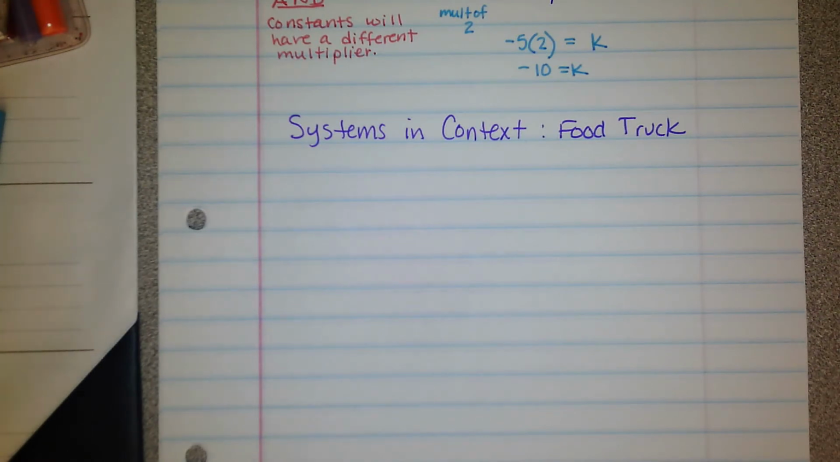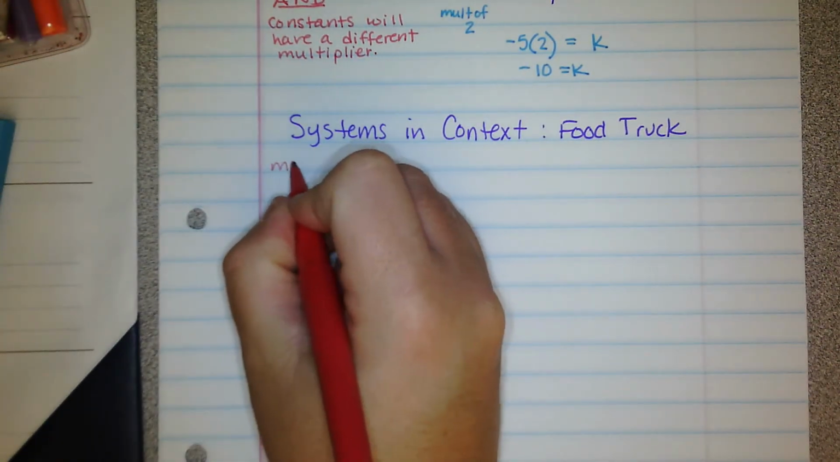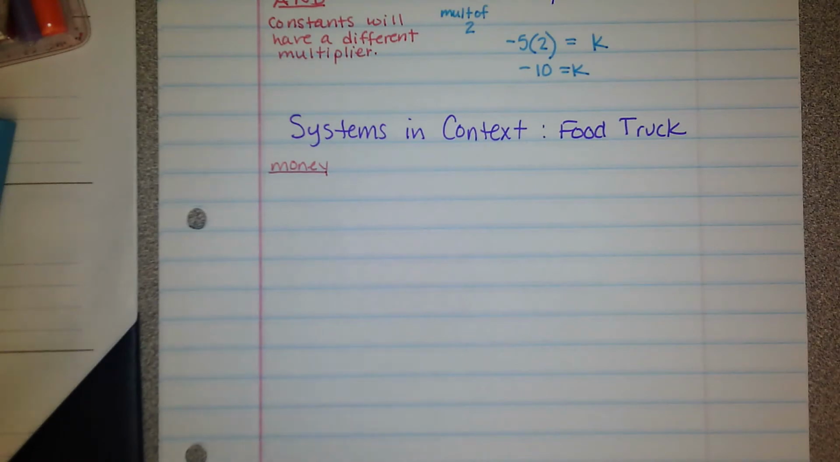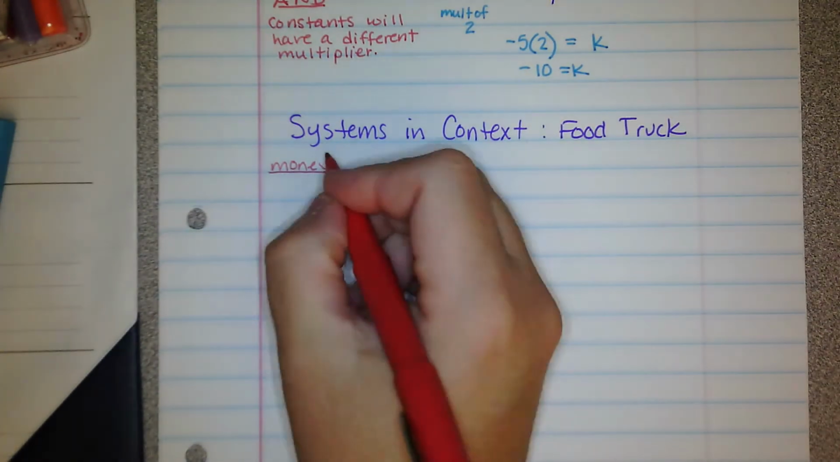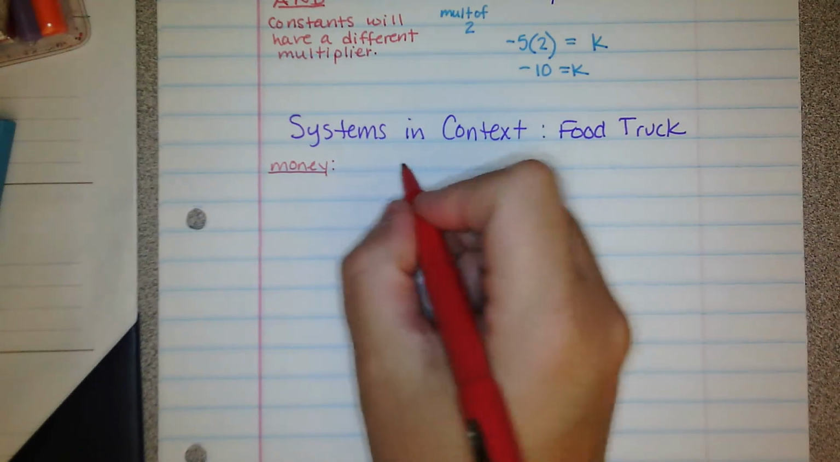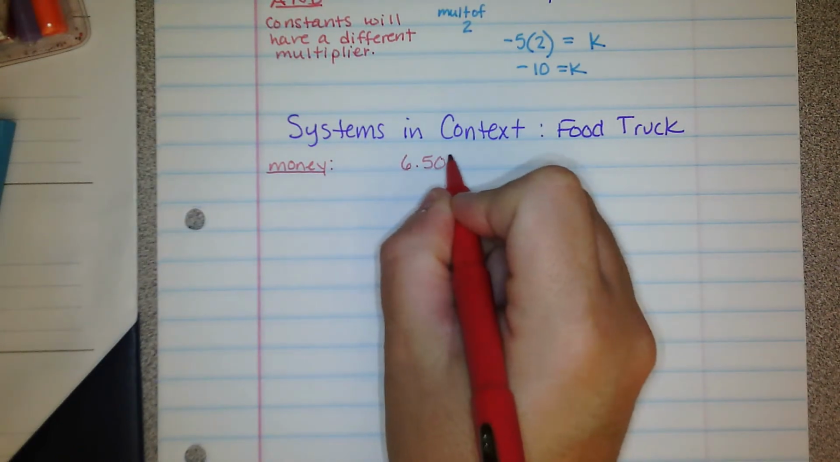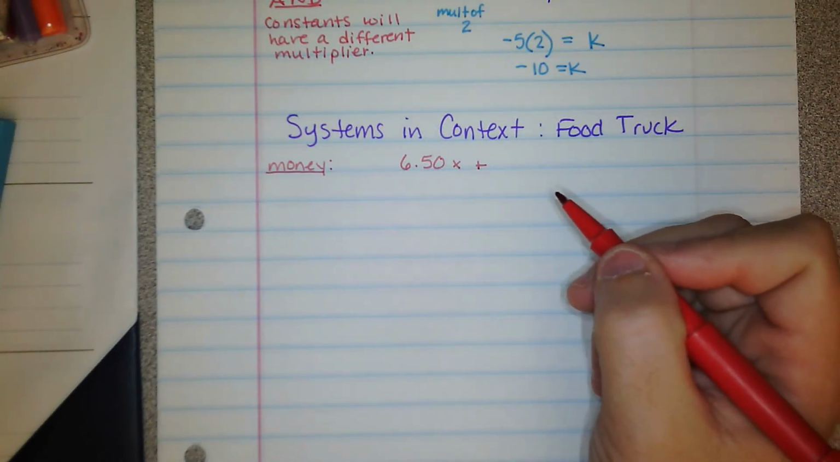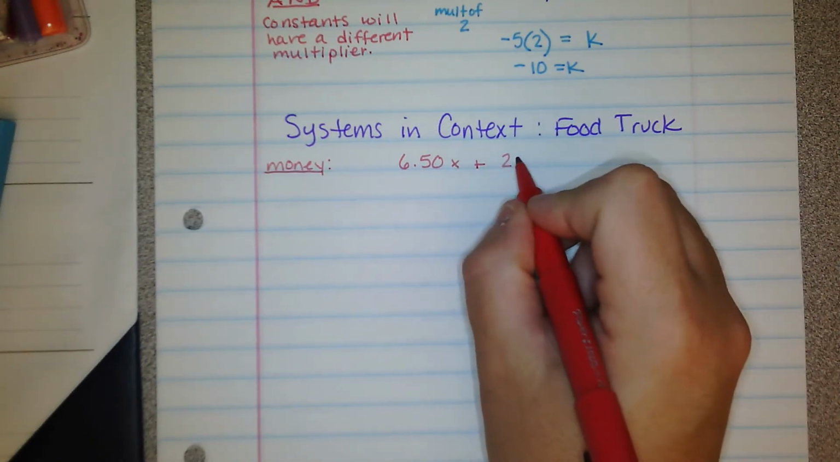So when you're going to set up a system for this, especially in a context situation, you have to scan through and see what kind of items they give you to work with. And the first item they have you work with is money. So we're going to set up a money equation first, and all the money goes in one equation. In this case, the salads are $6.50 each, so I'm going to need $6.50 per salad and $2 for each drink.